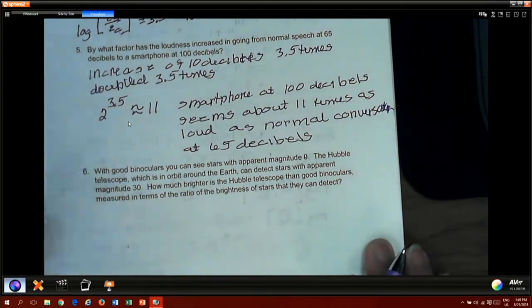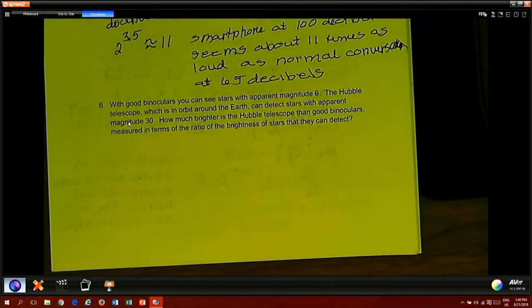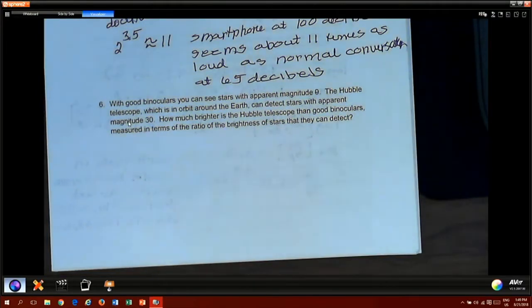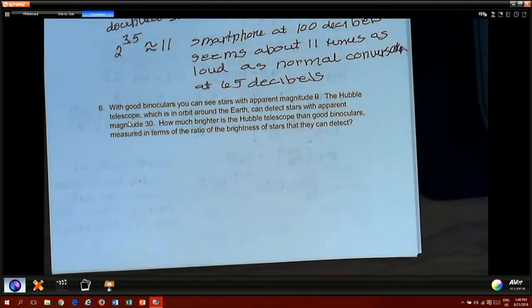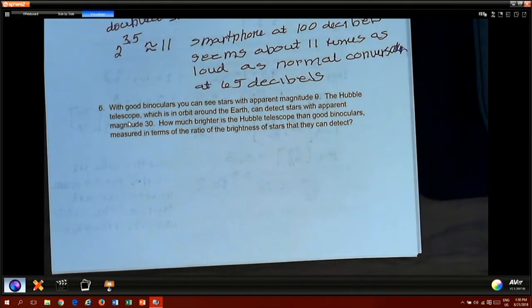Okay, so we've had two applications of logarithms with the Richter scale and with sound, the decibels. Another application is with magnitude. So with good binoculars, you can see stars with apparent magnitude 9. The Hubble telescope, which is in orbit around the Earth, can detect stars with apparent magnitude of 30. How much brighter is the Hubble telescope than good binoculars, measured in terms of the ratio of the brightness of stars that they can detect?